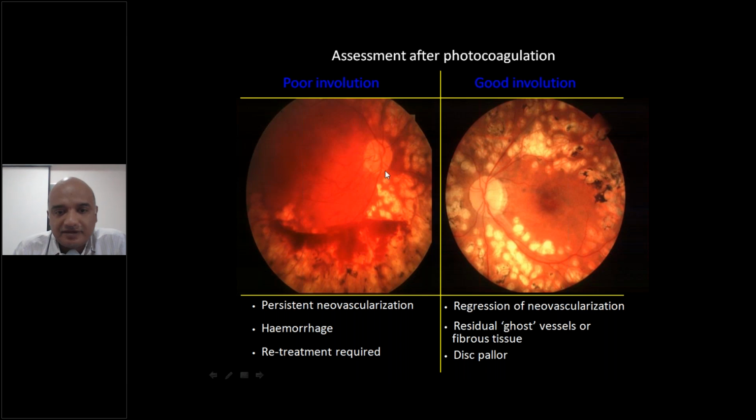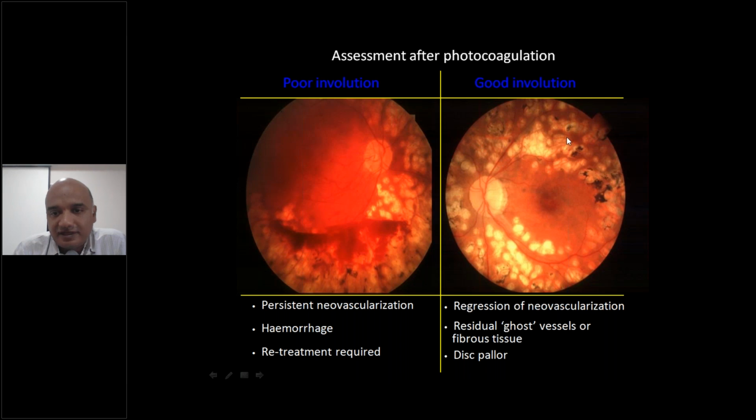So if you see here, now this is a case of PRP. You can see the disc here, the central macular area is spared, and the laser burns are given all around 360 degrees. But in spite of that, there are few new vascularizations still developing, and the patient has developed new vitreous pre-retinal hemorrhages again. So this is a poor case of PRP, or some poor response to PRP. In spite of all the treatment, whatever has been tried, the proliferative diabetic retinopathy has not regressed. So a retreatment is required in this particular case.